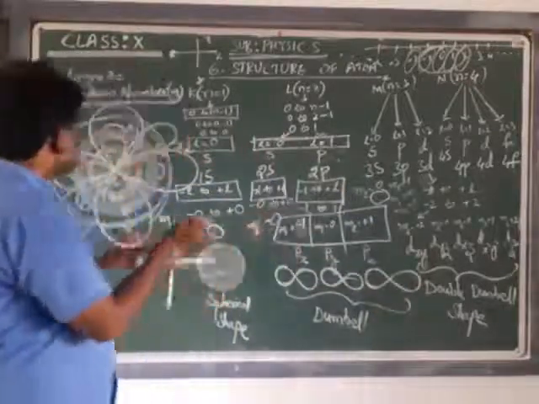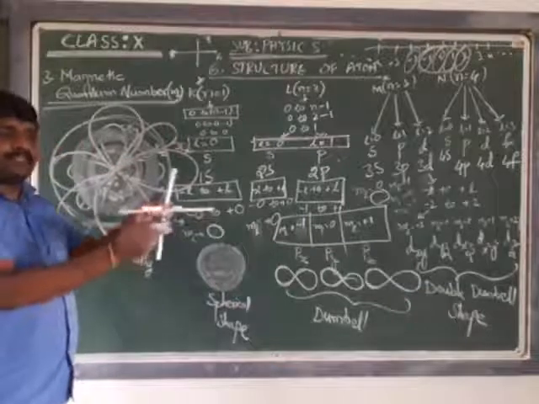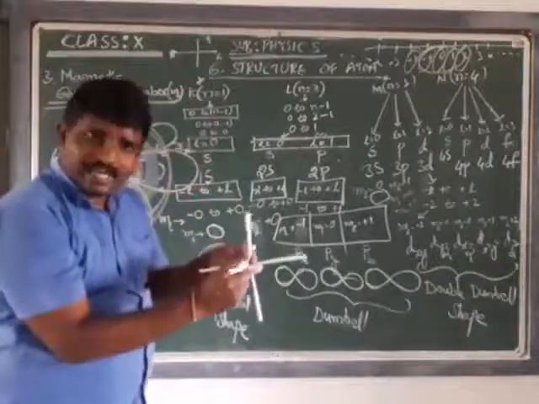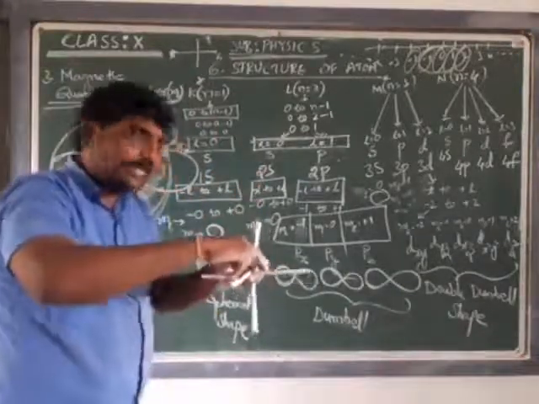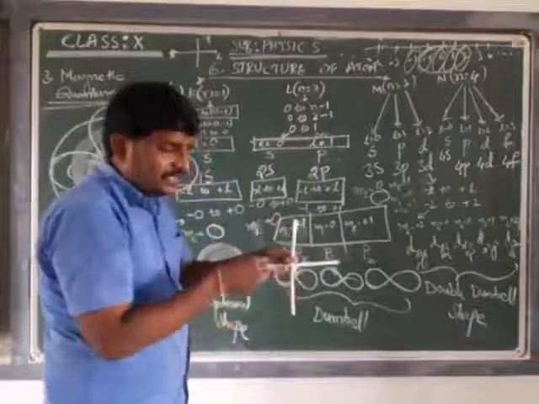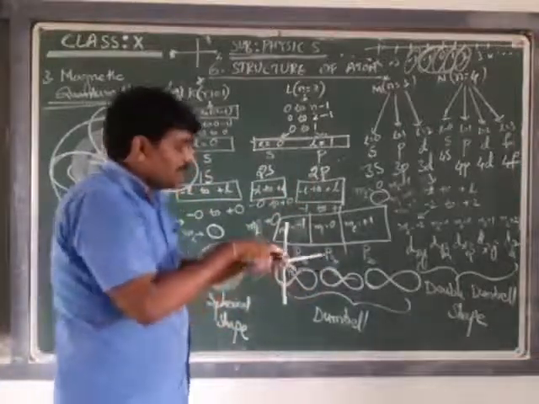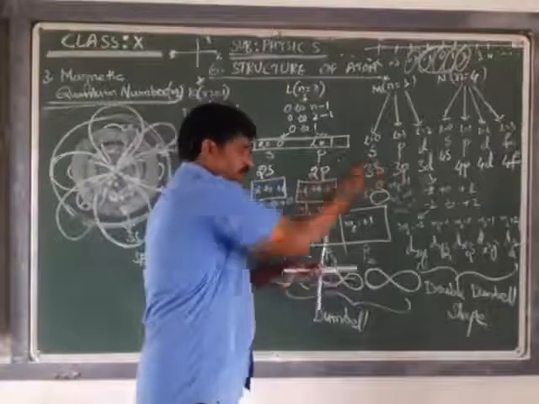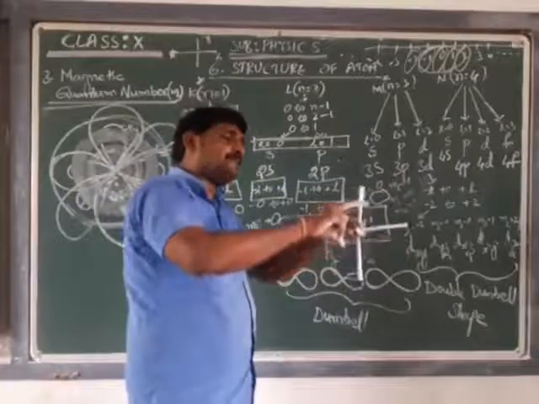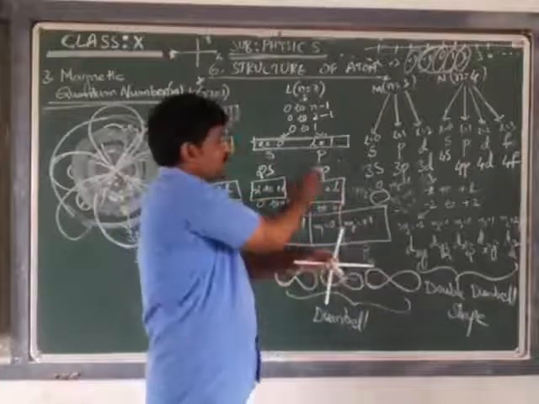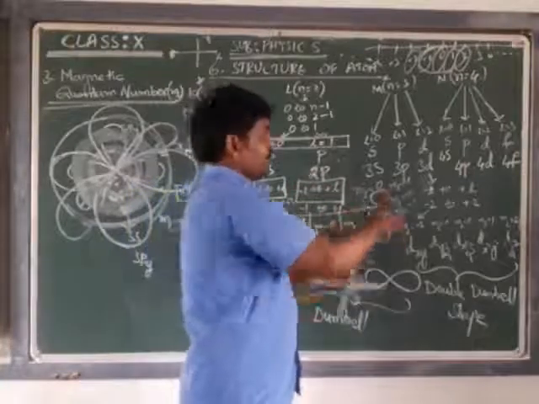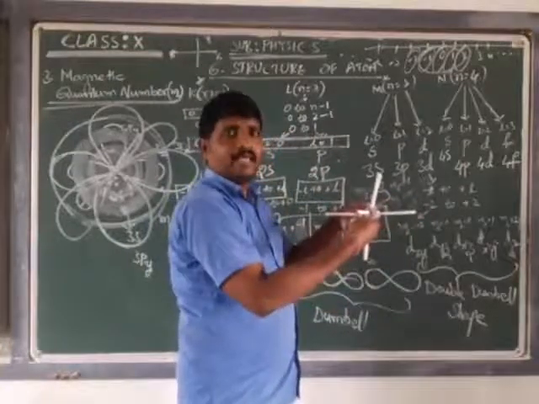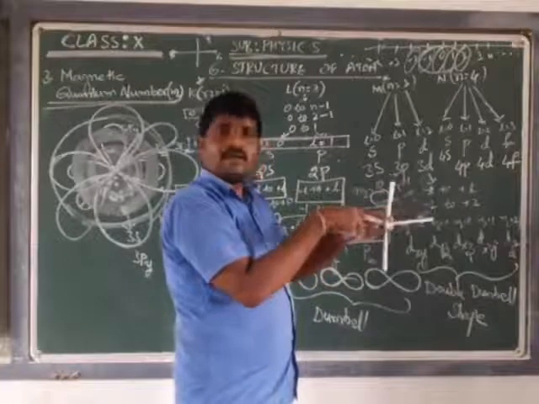In order to understand, let's go with a quick review, just revision. 1s has a spherical shape. 2s is a sphere upon a sphere. 2px, 2py, 2pz are dumbbell shapes. After that we have 3s, that is a sphere upon a sphere upon a sphere. Again 3p is oriented in three forms: dumbbell upon a dumbbell for 3px, 3py, and 3pz.